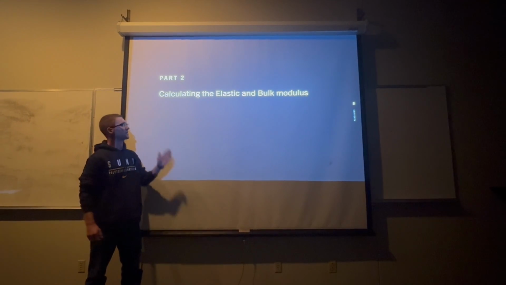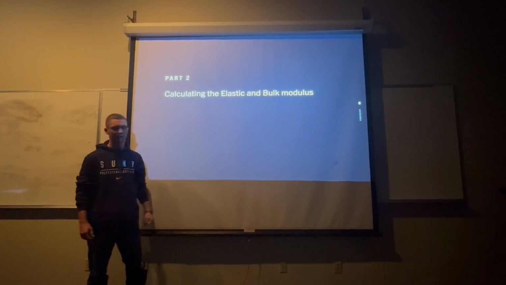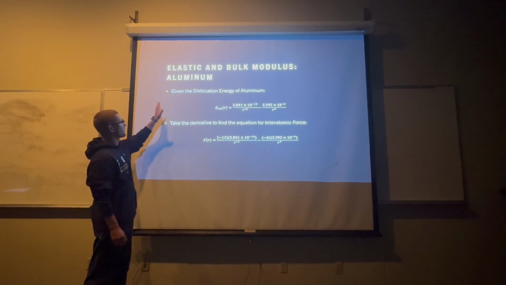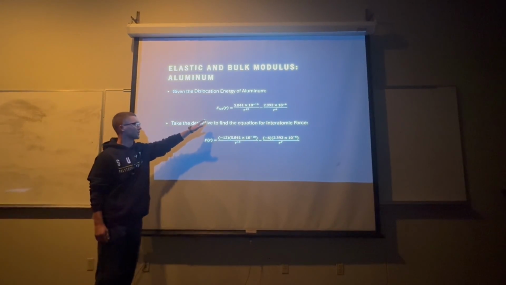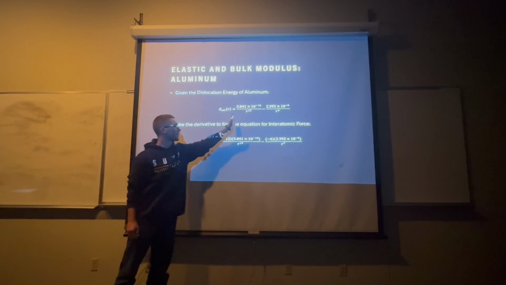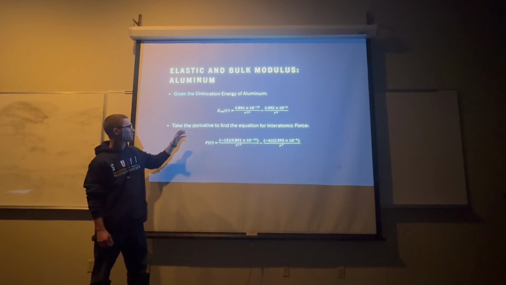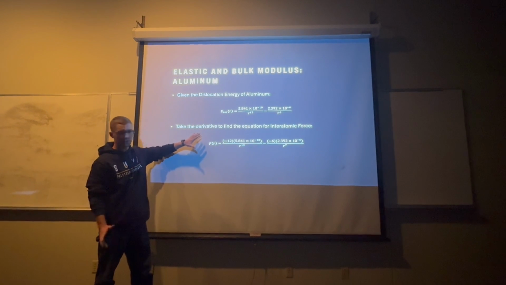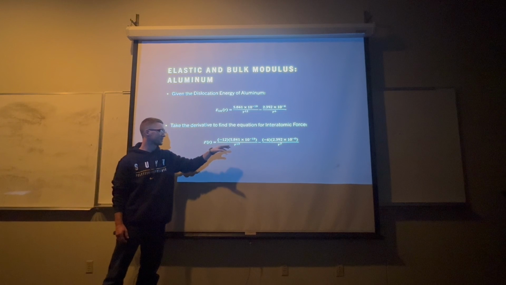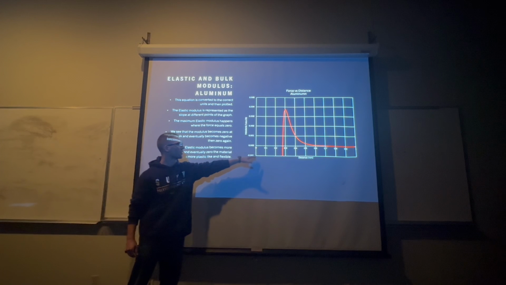I'm Cole Netzman, and I'll be talking about calculating the elastic and bulk modulus from these two equations that we were given. So, starting with aluminum, we were given the dislocation energy equation for aluminum. As Nick had said before, this is the total energy with respect to the interatomic distance. So, we first will take the first derivative of this. This will give us a force equation based off of the distance in nanometers. We can plot that force equation here on this graph.